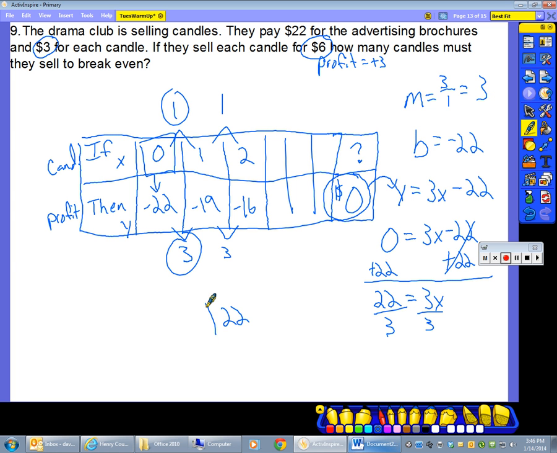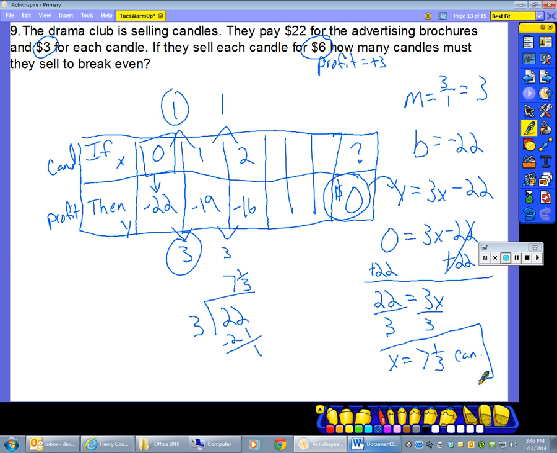You're going to see that it doesn't divide evenly. So 22 divided by 3, 3 will go into 22 7 times. 7 times 3 is 21. So I have a remainder of 1. So I have to sell 7 1/3 candles in order to break even.